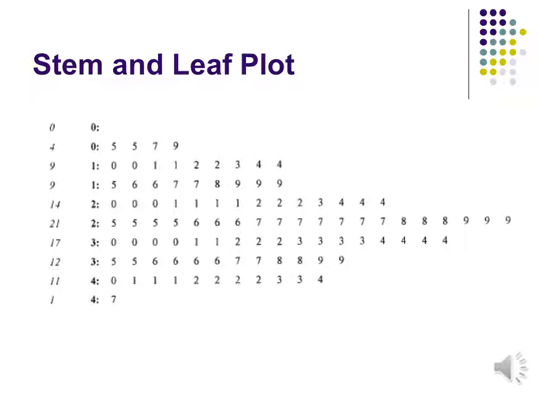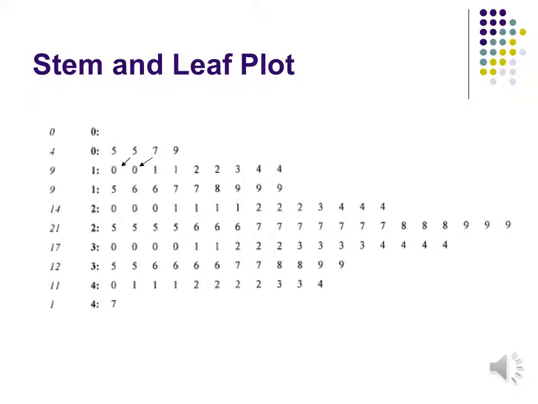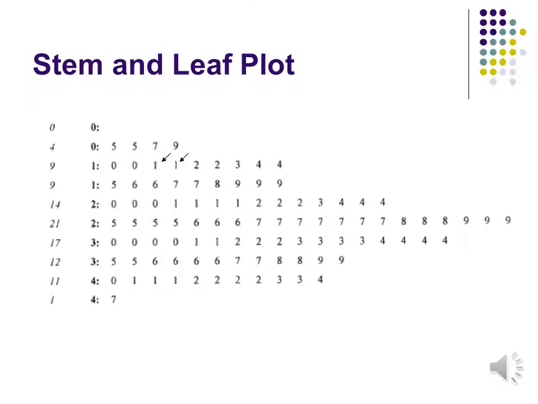So let me advance to the next slide. This is the row that we're talking about. This is the first digit. And you can see there are 2 10s, 2 11s, 2 12s, 1 13, and 2 14s. So again, this just gives you kind of a general picture of what the data looks like.